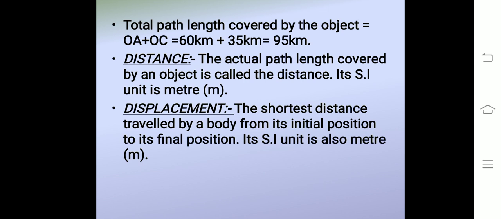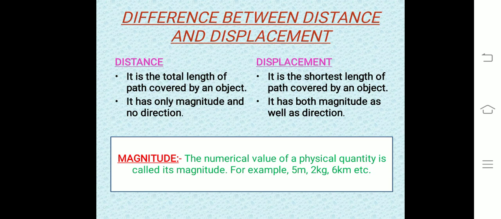Displacement. Displacement is the shortest distance which is travelled by a body from its initial position to its final position. Its SI unit is also meters. Now, let's see what are the differences between distance and displacement.